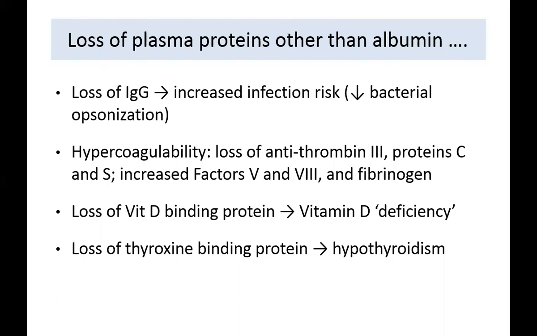The final activation step for vitamin D is in the kidney. So if you're losing renal function, you lose the ability to activate vitamin D. This leads to vitamin D deficiency, bone loss, and fractures. Loss of thyroxine binding protein, also vitamin D binding protein, but thyroxine binding protein as well. And so you carry less T4 thyroxine in the serum. This leads to hypothyroidism.